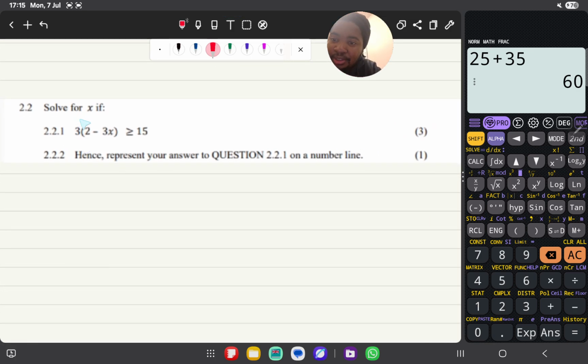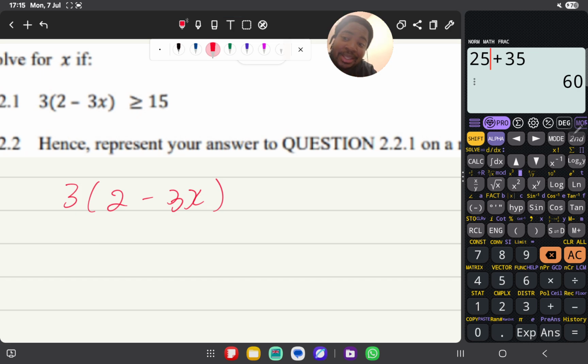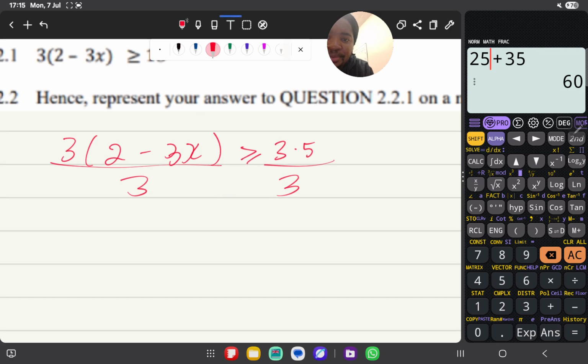Okay, so for x, this one is just simple math. In fact, let me show you something. You have 3 into 2 minus 3x. I was tempted to multiply by 3 all over, and then I remembered that 15 can be written as 3 multiplied by 5, so we divide by 3, and the 3s cancel each other, and then you have 2 minus 3x greater than or equal to 5.